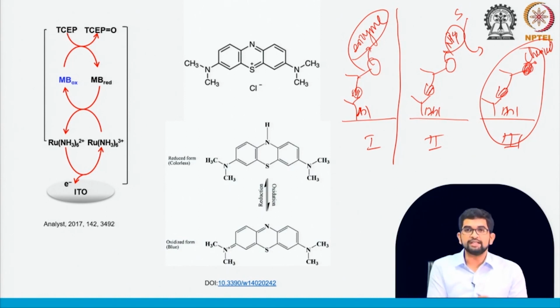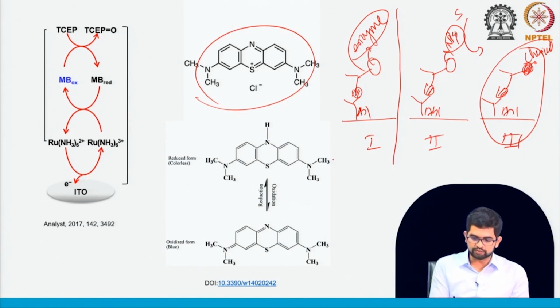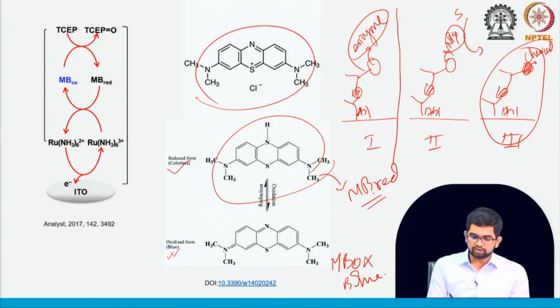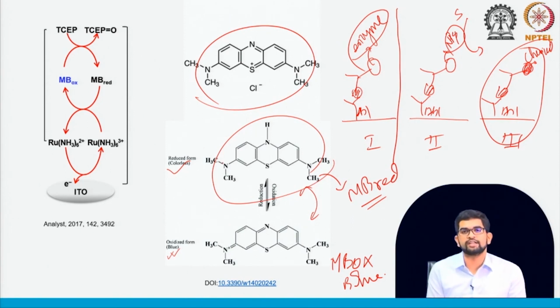This chemical is methylene blue. You can see the structure of methylene blue. Methylene blue has two species: the oxidized form and the reduced form. The reduced form is colorless, and the oxidized form is the blue form. That's why in the next couple of slides I will show methylene blue ox, which is blue, and methylene blue red, which is colorless. This chemical can be taken directly, because it has an oxidized form and a reduced form, so it can take part in the redox cycling process.